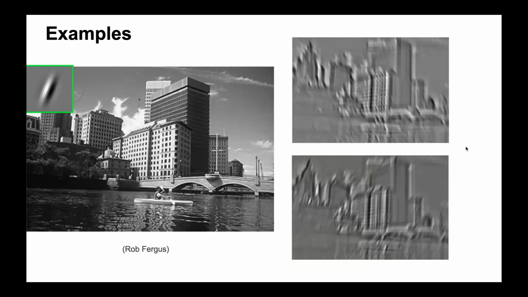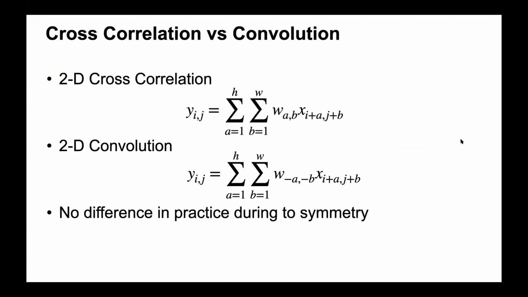And it's just an example of how you would apply this to a real image and what it might look like. So far we have studied, yeah, this was the slide I was looking for when I was talking about the difference between cross correlation and convolution.